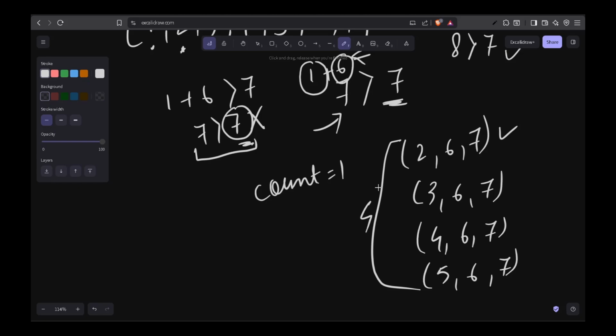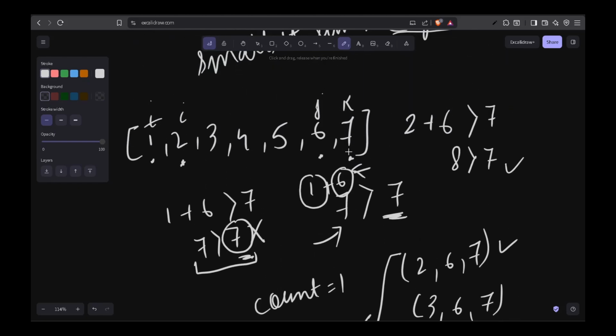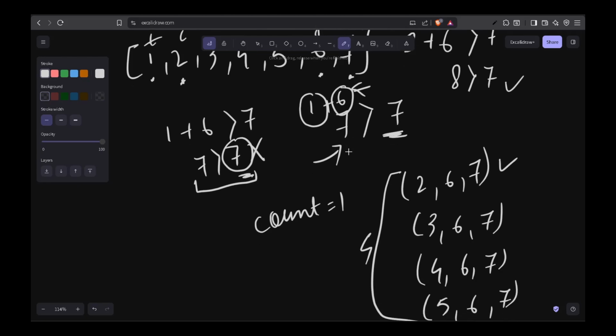4 of them, right? Now if you look at the position of j and i, j position is 5 and i position is 1. And how many count did we get? 4.